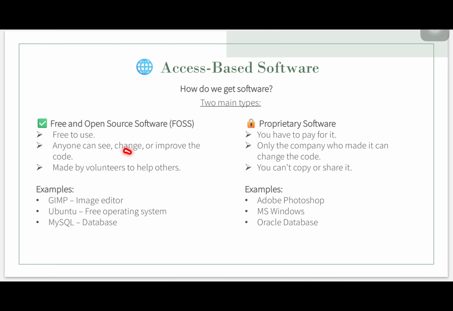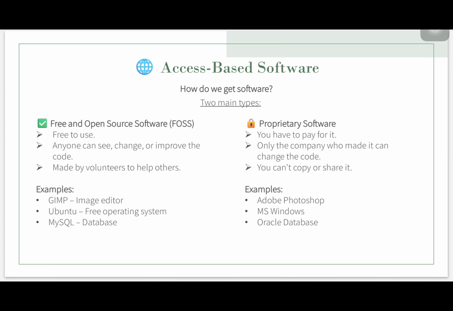Everyone can see, change and improve the code. What is meant by code? These are software which are open source, not free ones. Open source software is, as its name says, open source. Source means the code of that application or web page is given on the internet.